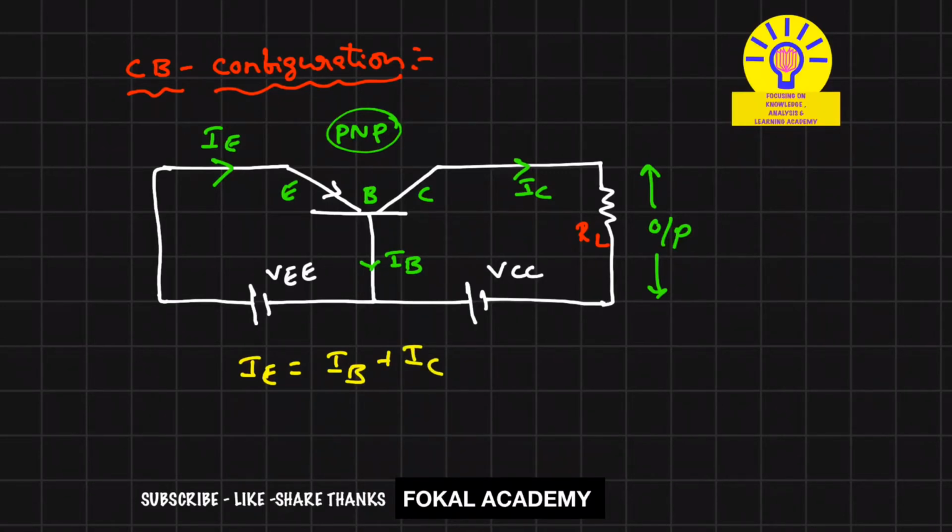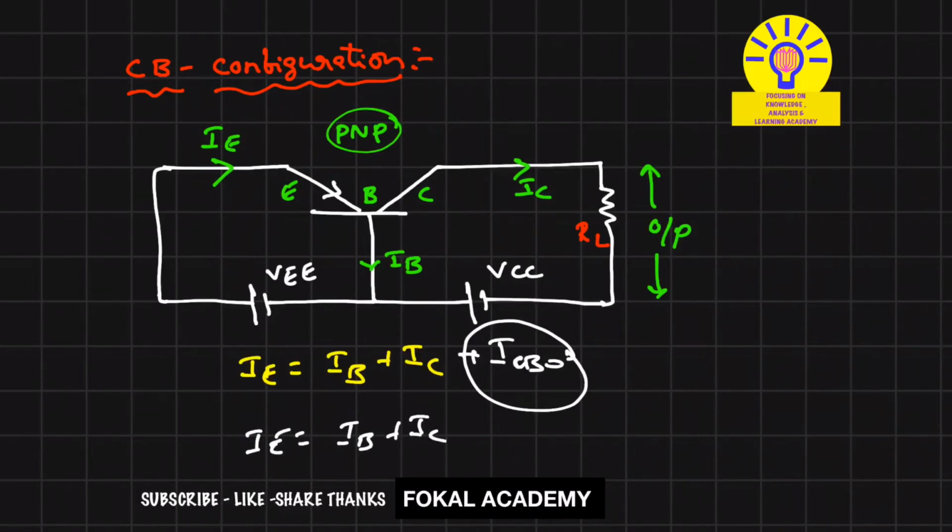Due to the non-ideal nature of the transistor, some leakage will be there. Practically there is leakage. So that is plus ICBO, the collector base leakage current, but it is very small and taken as negligible. So emitter current equal to base current plus collector current.